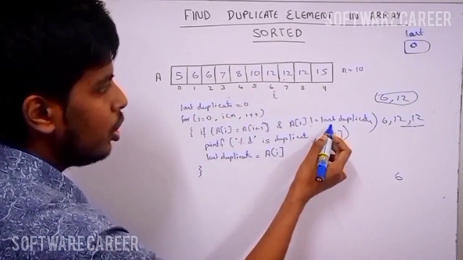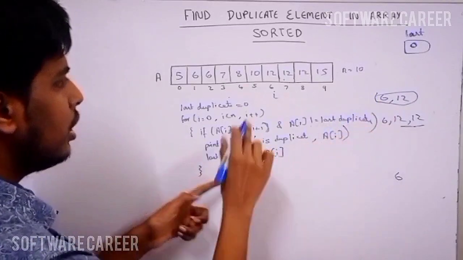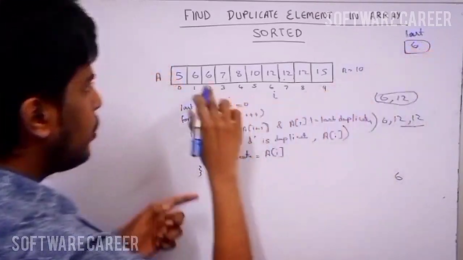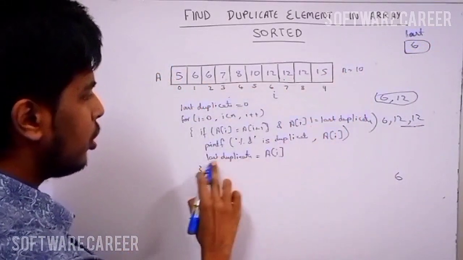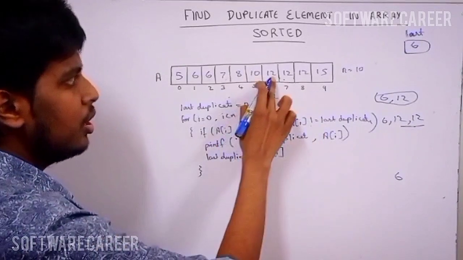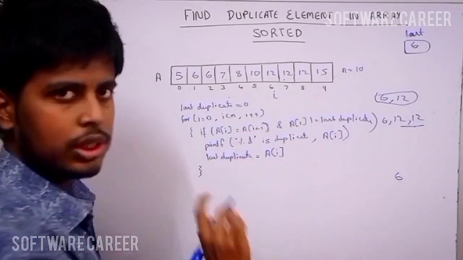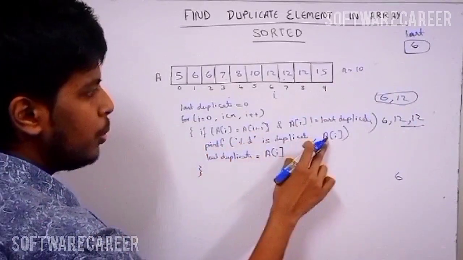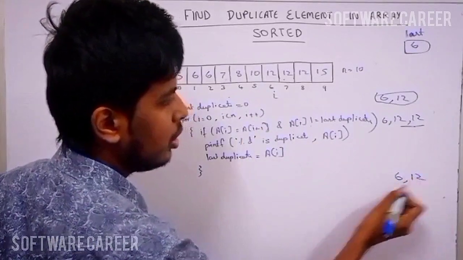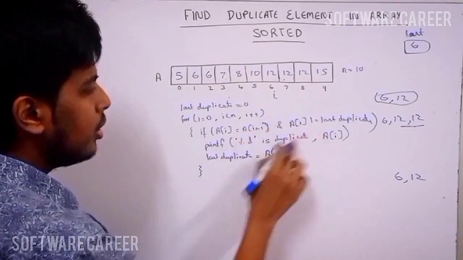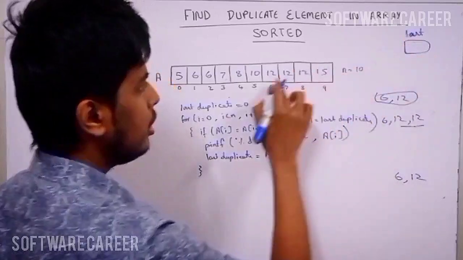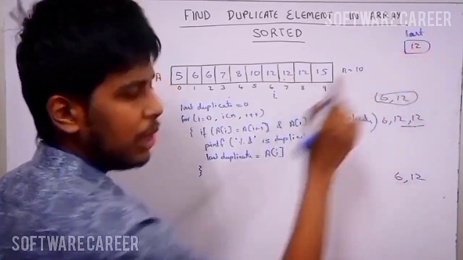That is, 12 is not equal to last duplicate. Last duplicate value was 6. I should update this 0 to 6. I forgot that. Previously found duplicate element was 6 because here it was updated. Now I am checking whether a of I is not equal to last duplicate. A of I is 12. 12 is not equal to 6. So you can print duplicate element as a of I. A of I is 12. So it prints 12 here. Then last duplicate is updated to a of I. Last duplicate was 6. It is updated to 12 because 12 is a duplicate element.